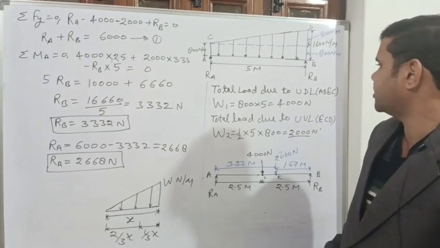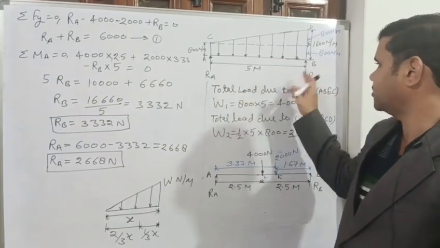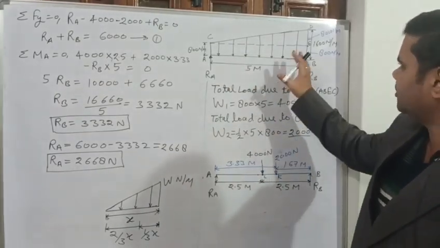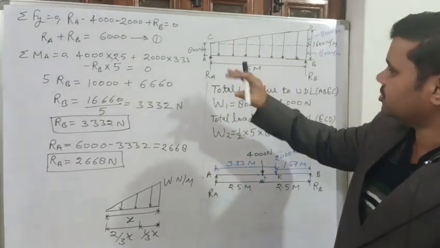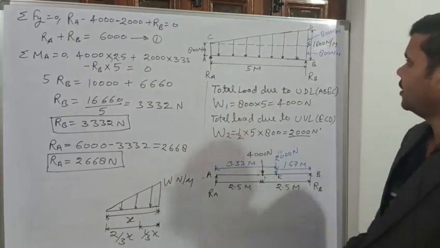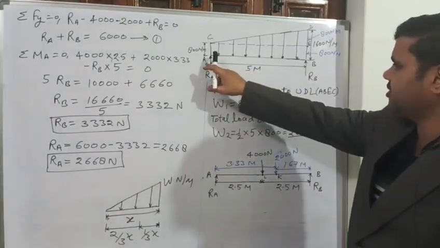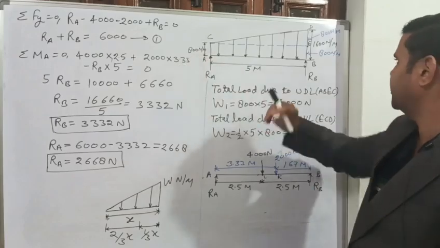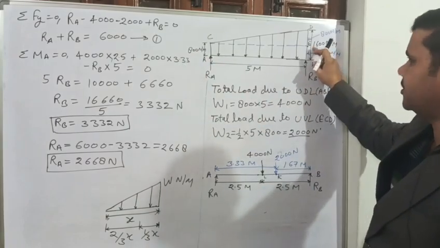Today I will discuss another numerical on the reactions. Now this type of load means a trapezium type load. Intensity is 800 Newton per meter. Here this is 1600 Newton per meter.